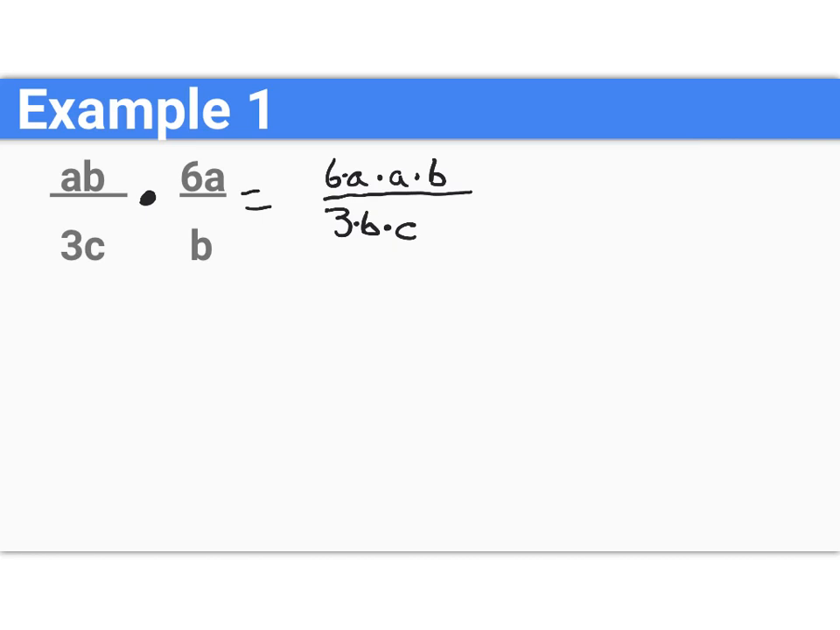Obviously the b and the b cancel out. And then 6 divided by 3 becomes 2. So you're left with 2a squared over c. And we were supposed to simplify these, and I did not write that on the instructions.